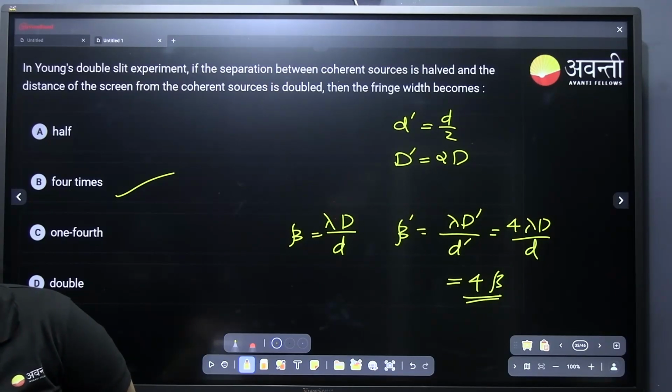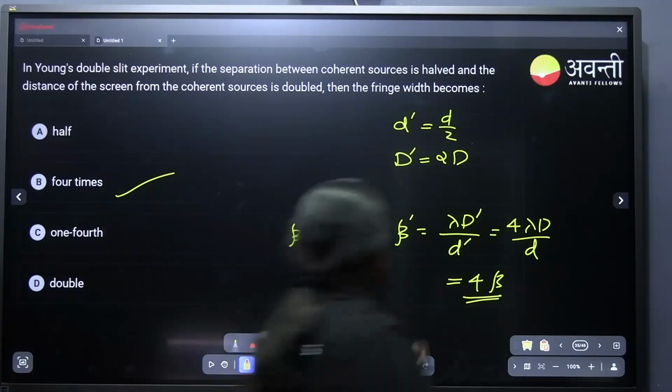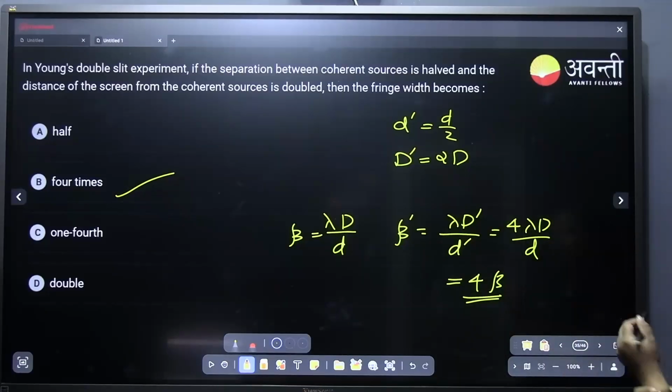Is it visible now? Guys, okay, so it is increasing 4 times. Okay, next one.